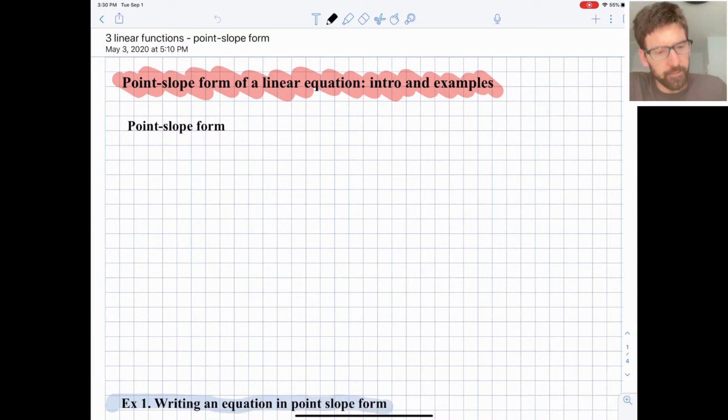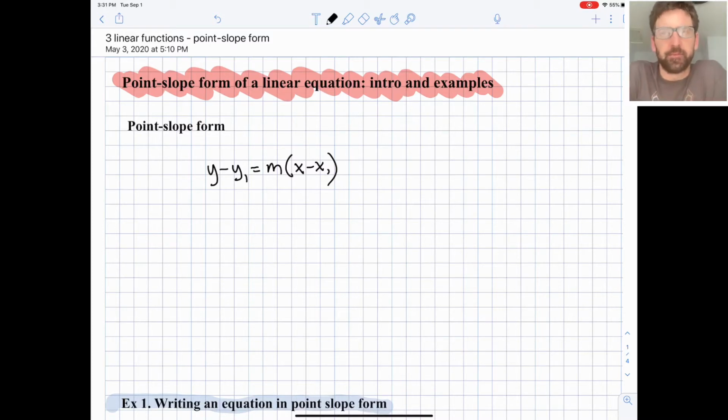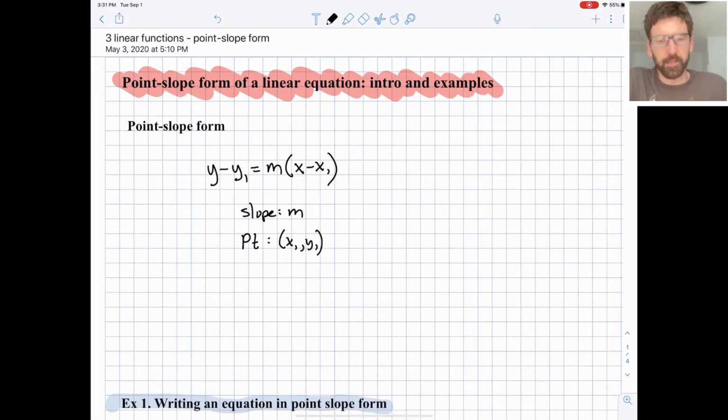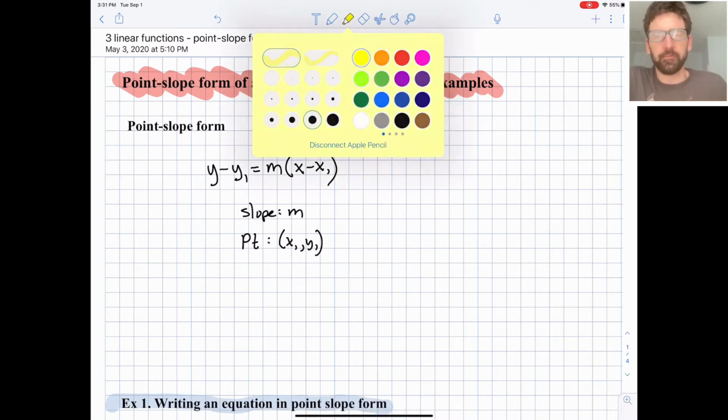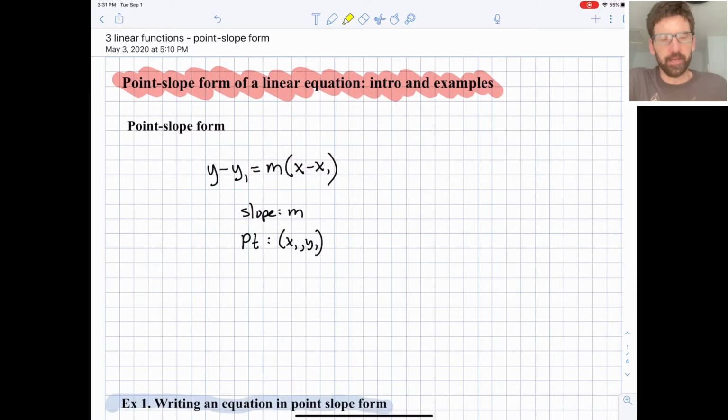So let me give you point-slope form right here. Okay, y minus y1 equals m times x minus x1. And the slope is m, and a particular point that the line goes through is x1 comma y1. So in actual practice, when you write out point-slope form of an equation, these things I'm highlighting in yellow will all be actual numbers. Those are the coefficients in your equation. And then of course x and y will stay as variables.